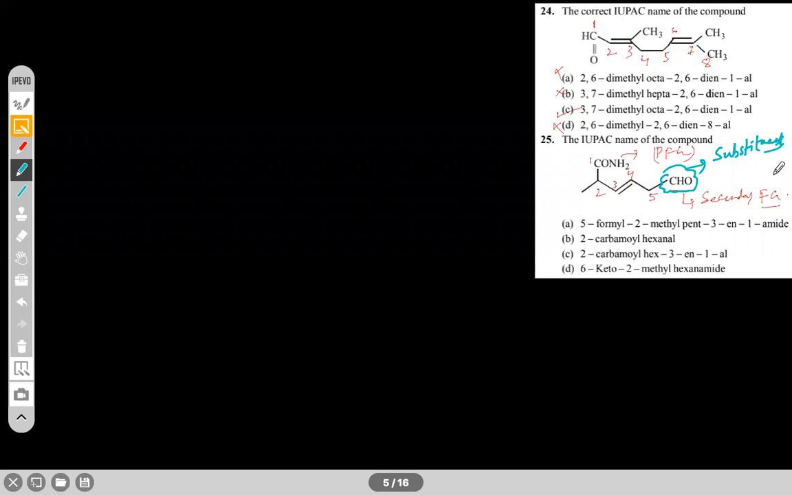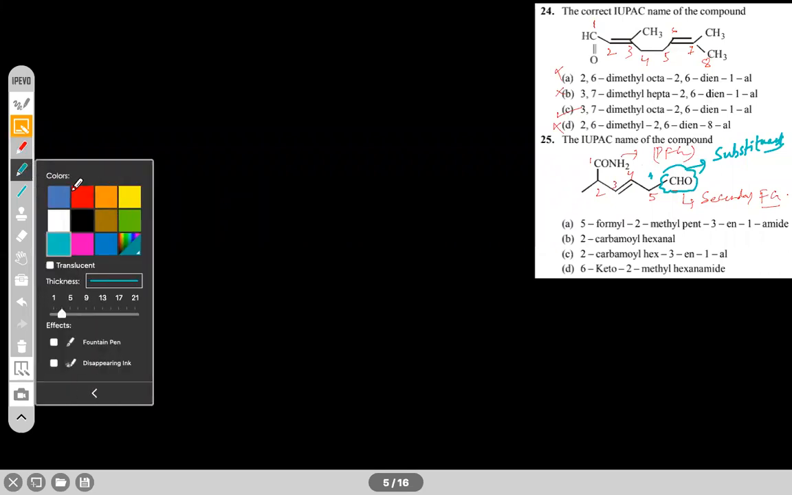Okay, and substituents we have, so this carbon atom won't be included into the carbon chain. So we have second position, we have methyl. Fifth position, we have formyl, right? It is formyl. So methyl and formyl comes first alphabetically. So we'll write 5-formyl, 2-methyl, pent, 3-ene, 1-amide. Okay, so the name is very simple here.